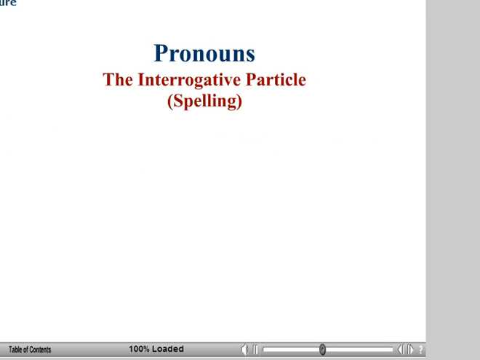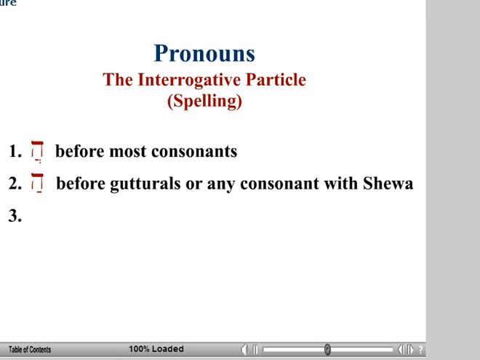The spelling of the particle is quite straightforward. Three very simple rules. Number one, it is spelled hey with hatef patach before most consonants. Secondly, it may be spelled with a patach before gutturals or any consonant with shewa. And thirdly, the interrogative particle, the hey, may appear with segol before gutturals that have a qamets beneath them.